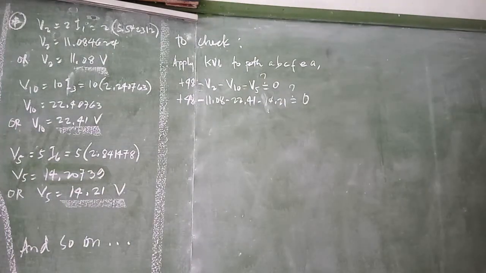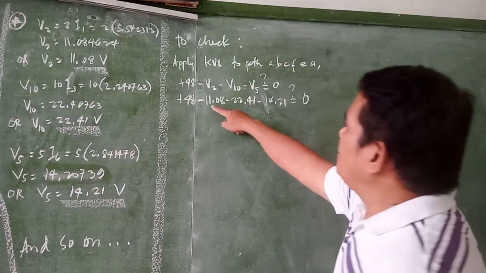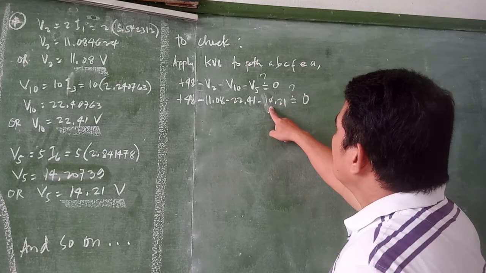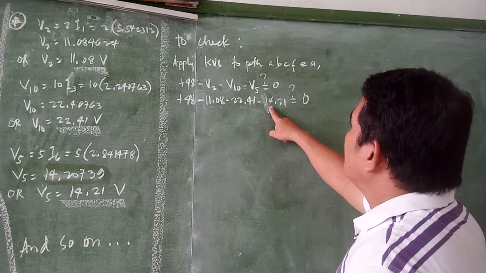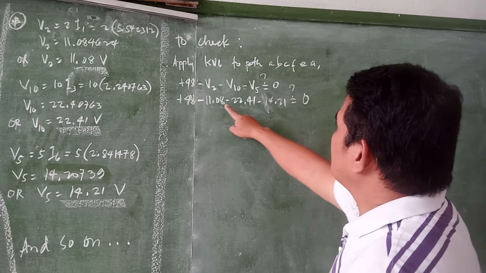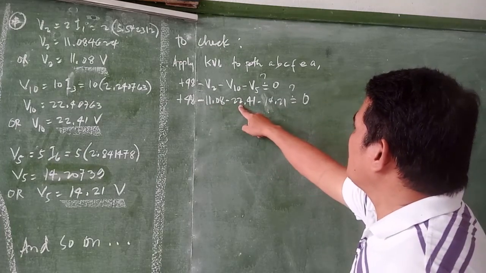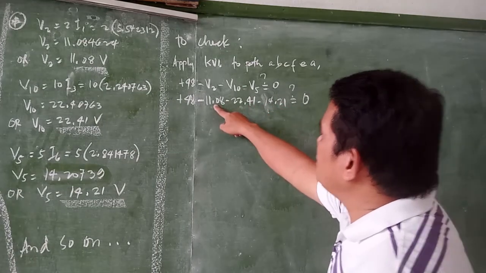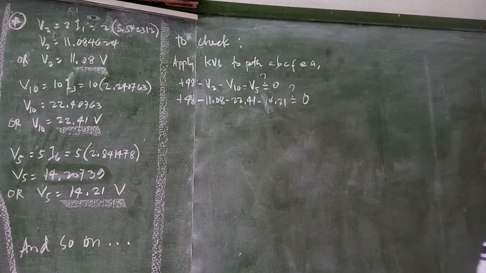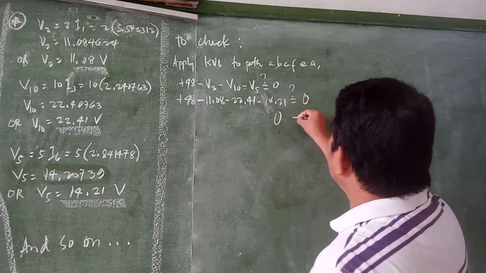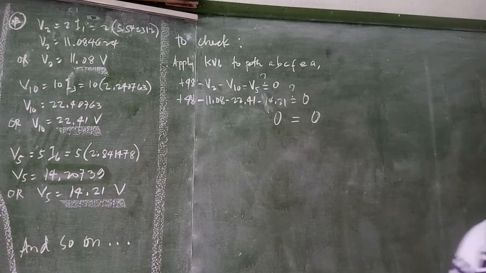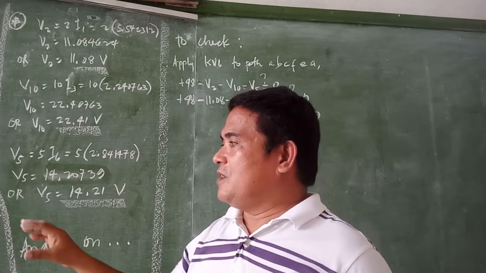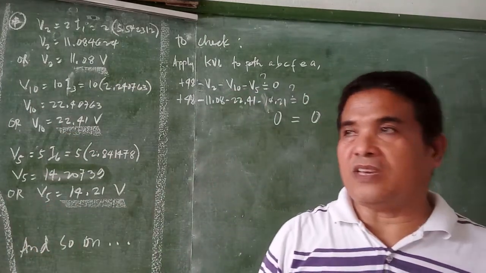So this is 15, 11 plus 22 plus 14, this is 39, 40, 47, 11, 33, 47, 0.21, 0.41, and 0.08 is 1. So this is equal to 0, is equal to 0. That confirms that the values that we have obtained for the branch currents are all correct.